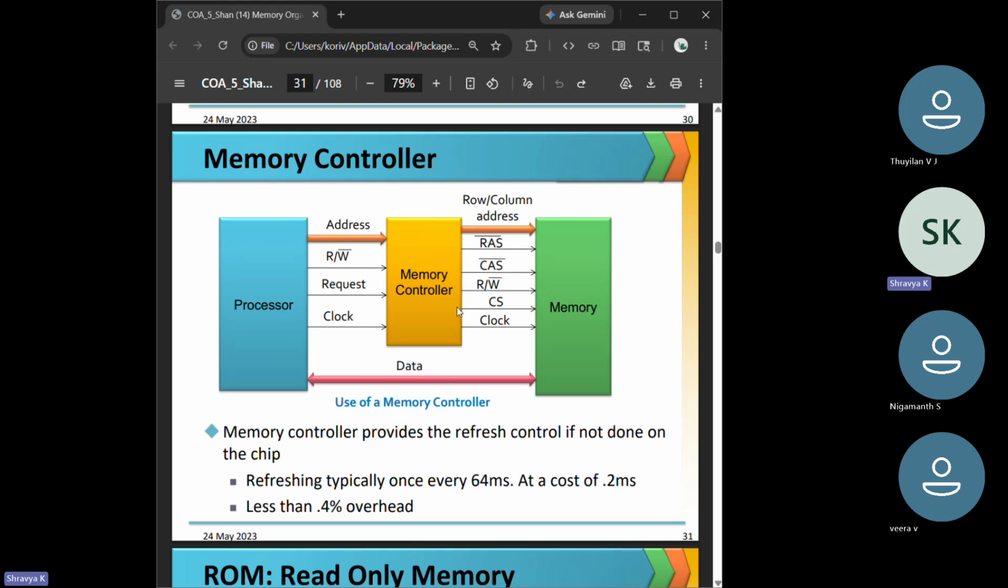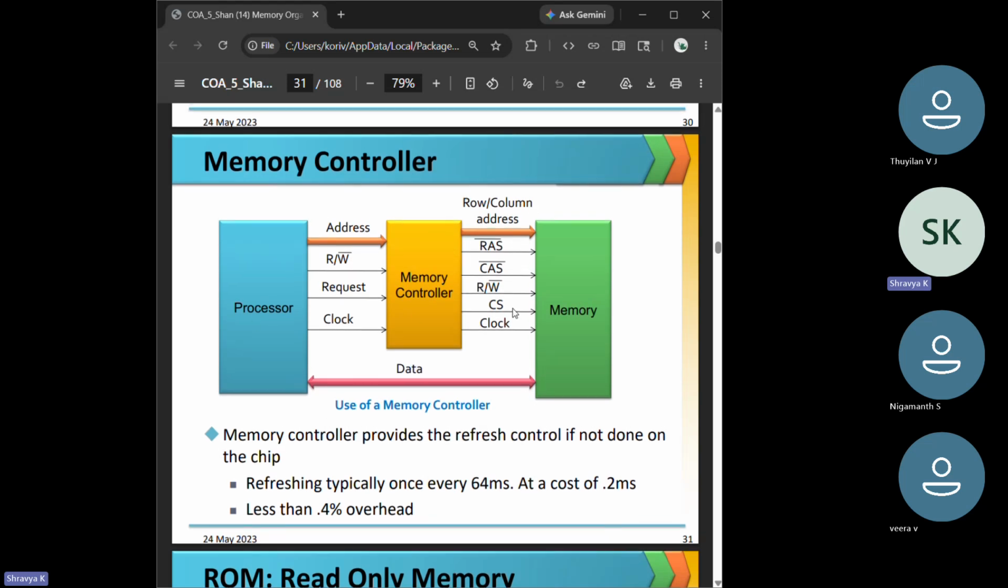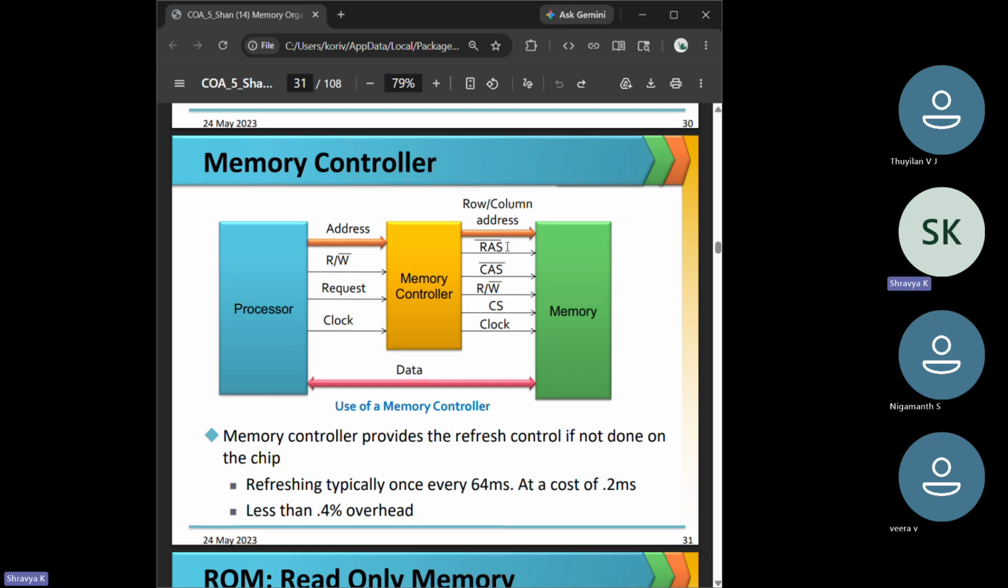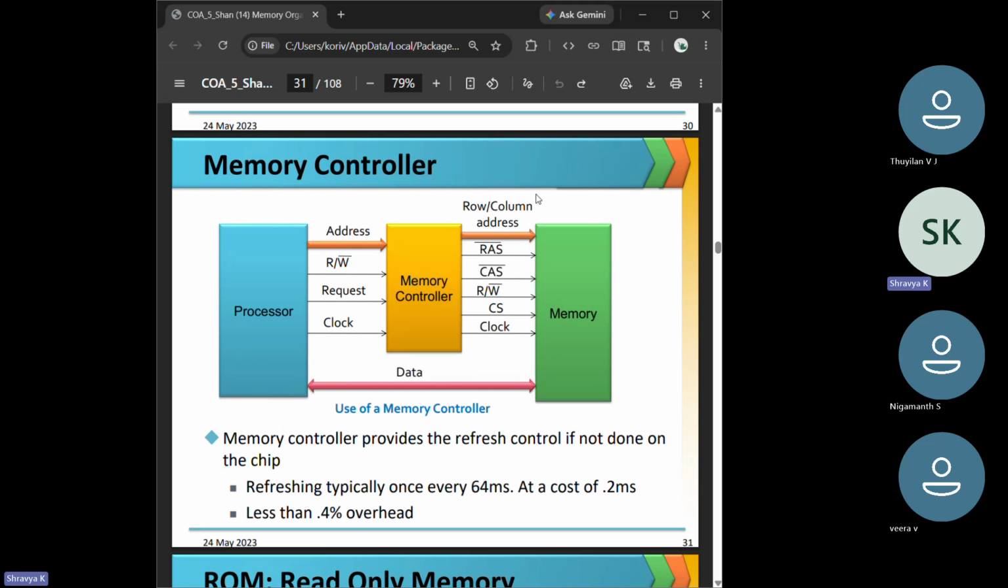And other than that, a memory controller is required for communication between the processor and the memory. As you can see over here, the processor will give the memory controller its address, the read/write command, and the request to start the clock cycle, and the clock. Whereas from the memory controller to the memory, you will get the row and column address. Basically, it separates this address into the row address and the column address, to keep it shorter. So it doesn't give both of them at the same time.